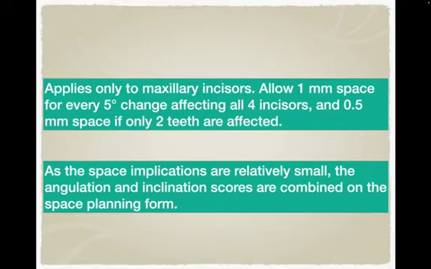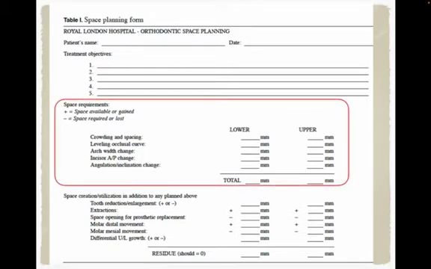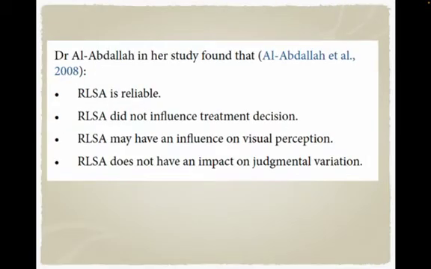As the space implications are relatively small, the angulation and inclination scores are combined on the space planning form, because usually these are a minimal space requirement. As you can see here, angulation and inclination are done in the same paragraph. So by that, we've now finished the Royal London space analysis.